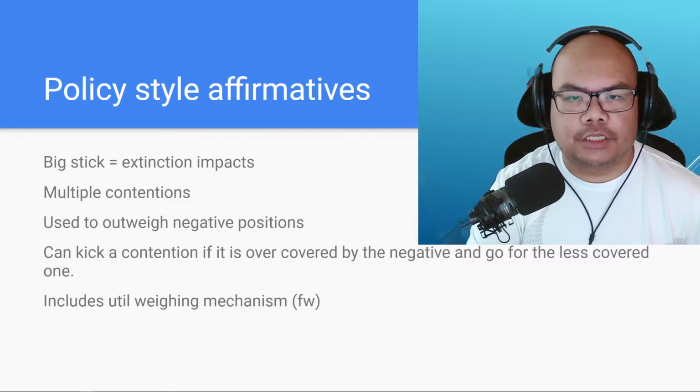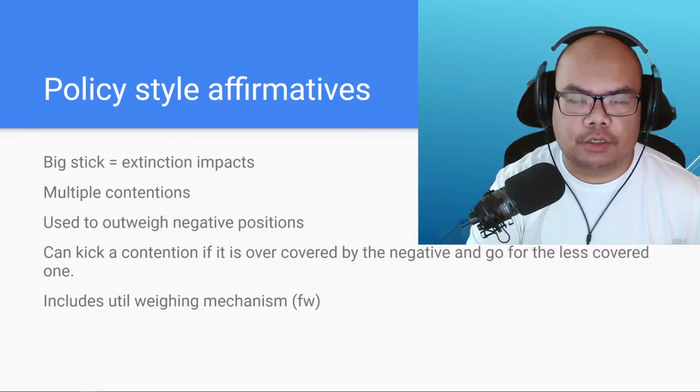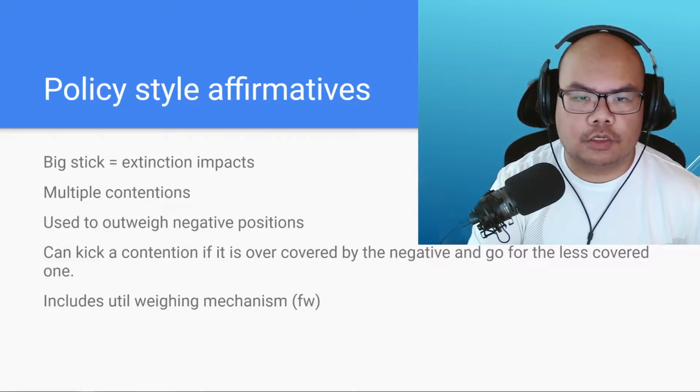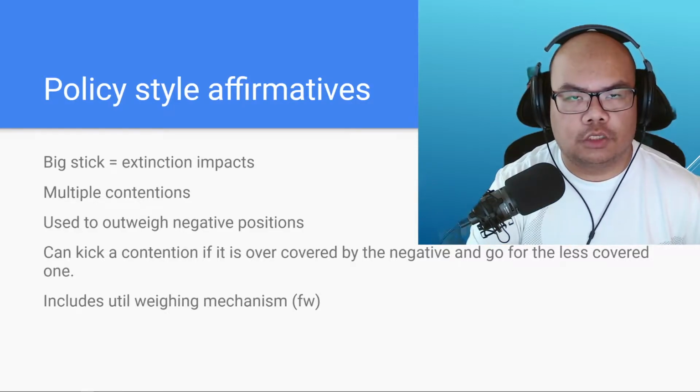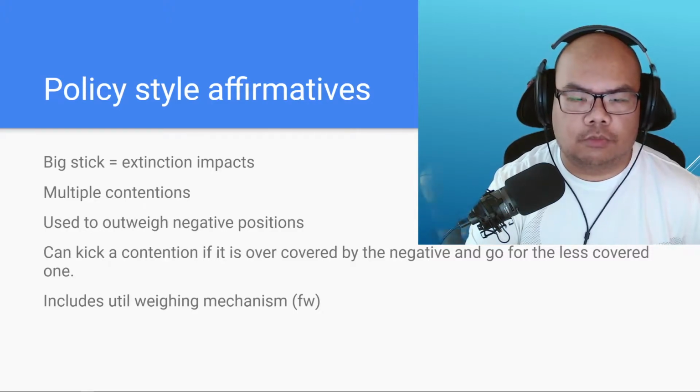And it's one of the big advantages as to why big stick affs and policy style affirmatives are so popular in LD, because multiple contentions allow you to, one, outweigh a lot of negative positions, and two, kick a contention that a negative team overcovers and go for the one that is undercovered. And I've seen this happen a lot, where a negative team will just pile on one contention and the AFF just goes, okay, concede this defensive argument, we're going to go for this instead. And then the neg has wasted 3 minutes of their time, right?